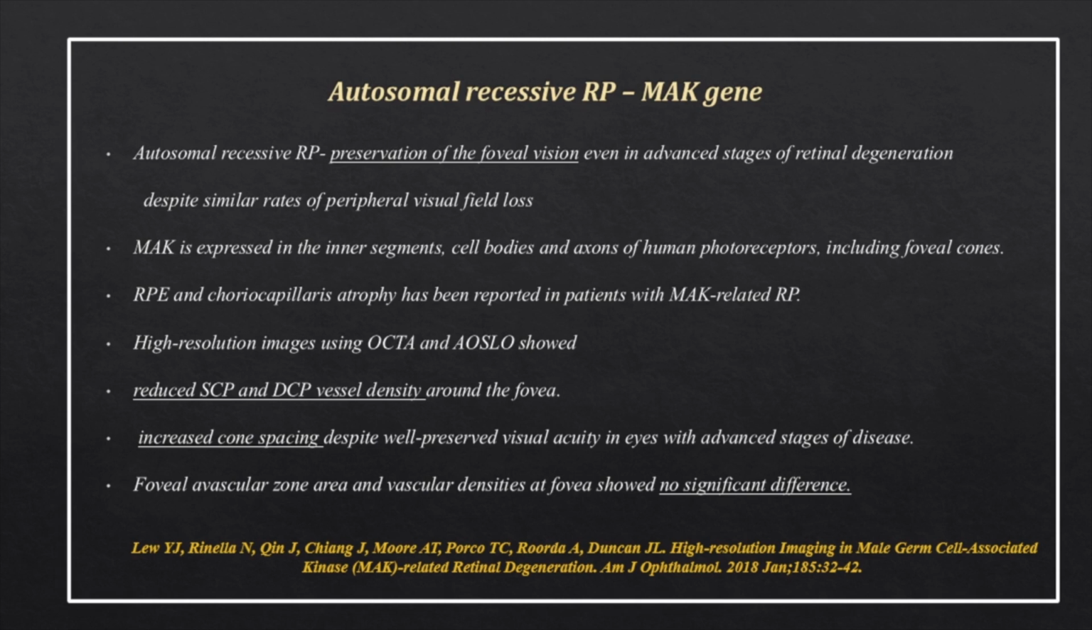In a paper by Liu YJ et al., who studied the high resolution images using OCTA and adaptive optics SLO, showed that there is reduced superficial and deep capillary plexus around the fovea and increased cone spacing despite well-preserved visual acuity in eyes with advanced stages of this disease. However, the foveal avascular zone area and vascular densities at the fovea showed no significant difference from the normal patients. So they hypothesized that this could be the cause of maintenance of foveal vision in such cases of RP.